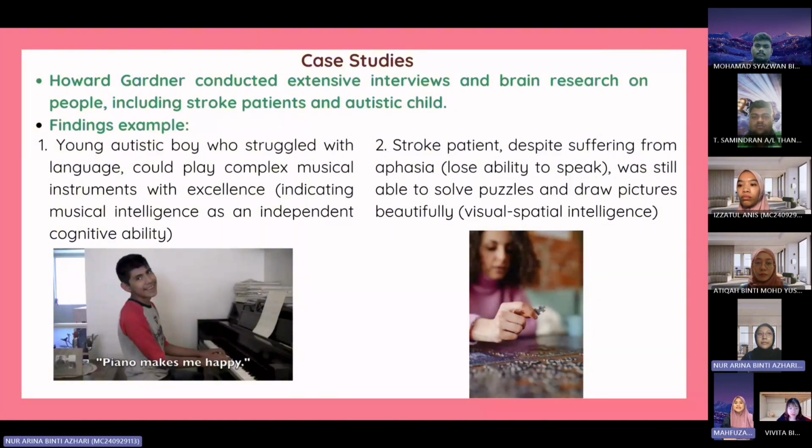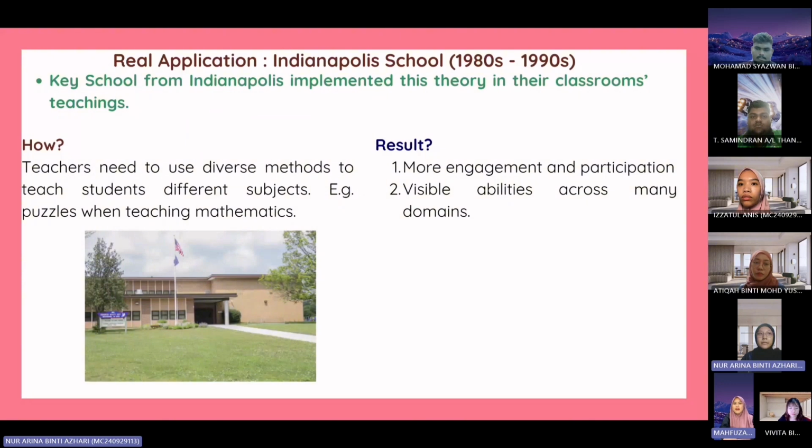Howard Gardner supported his theory with case studies from brain research and interviews. One example is a young autistic boy who struggled with language but could play complex musical pieces exceptionally well. This showed musical intelligence as an independent ability. Another case involved a stroke patient with aphasia who lost the ability to speak but could still solve puzzles and draw beautifully. This highlighted visual spatial intelligence. These cases prove that intelligence extends beyond traditional measures like language and math.